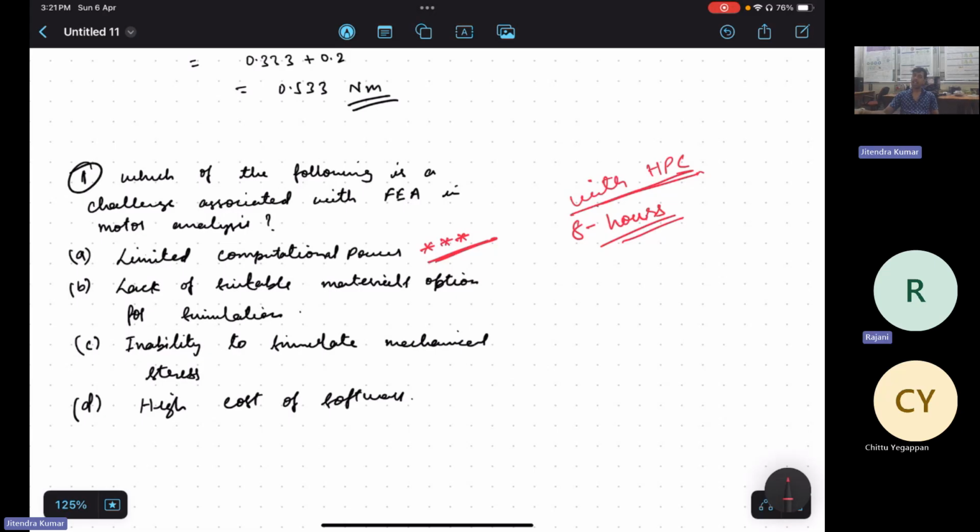Okay, so the material issue is there. You are saying that the material is available in the market, but no one is providing you the data. No one, yes sir, no one will provide the BH curves or these things.